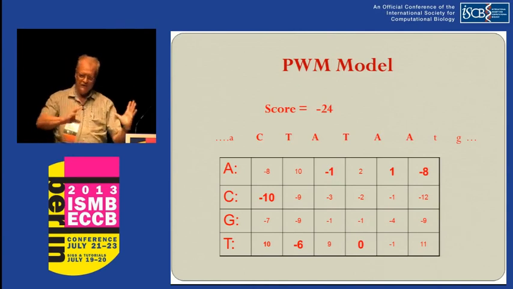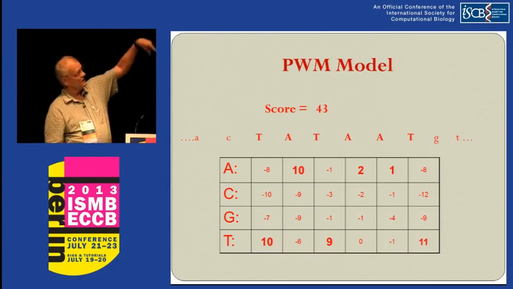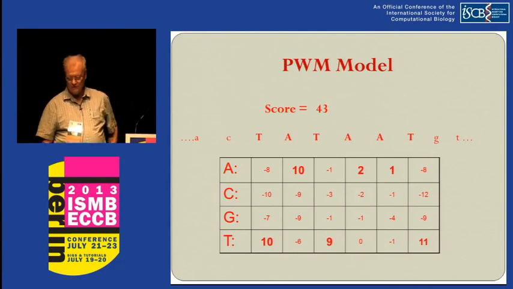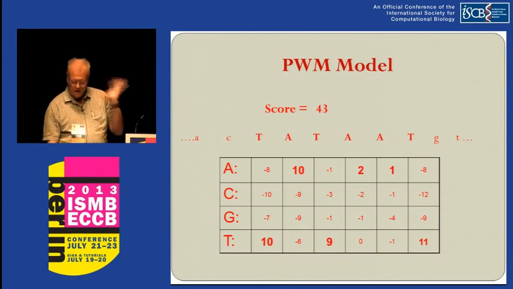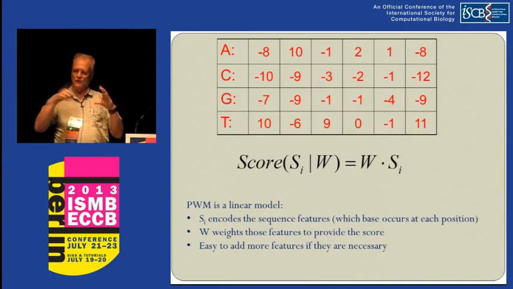Okay, and you can think of then just taking the matrix and sliding it along and you get a score for the next position. And this would be the consensus sequence because it has the highest value in every position. So in my mind, what a PWM is, it's an additive model. You can think about encoding the sequence itself as ones and zeros, where you have a 1 for which base occurs at each position.